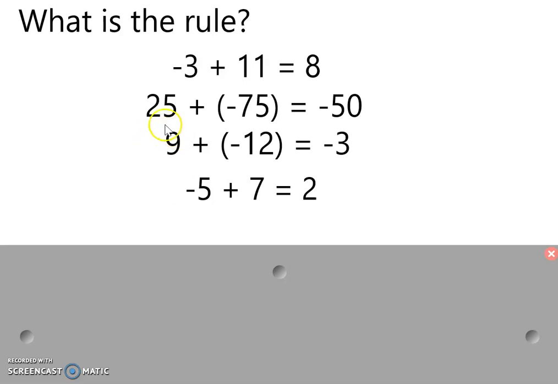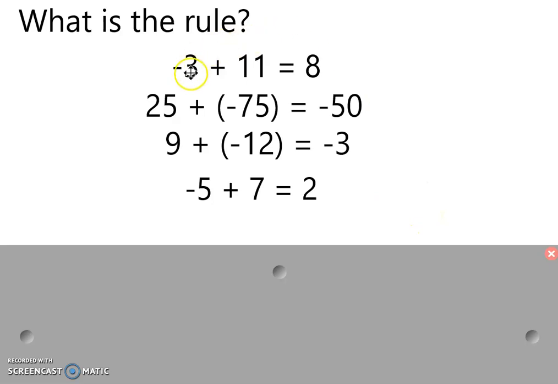Let's see how the next one is. It's a 25 plus a negative 75. And that answer is negative 50. Okay, let's try another one. We got a 9 plus a negative 12. That gives us a negative 3. All right. A negative 5 plus a 7. And then that's going to give us a 2. Think about it for a minute. See if you can come up with a rule that works for every single one of these examples.